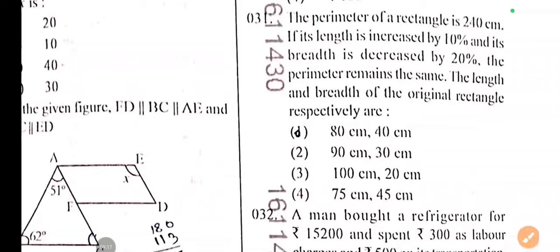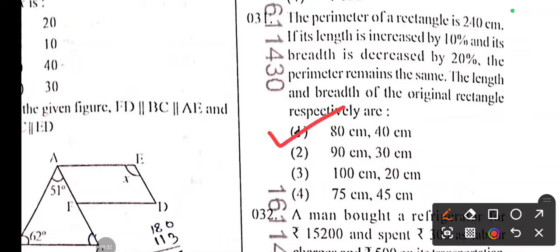31. The perimeter of a rectangle is 240. If its length is increased by 10% and its breadth is decreased by 20%, the perimeter remains the same. The length and breadth of the original rectangle respectively are option 1, 80 cm, 40 cm.